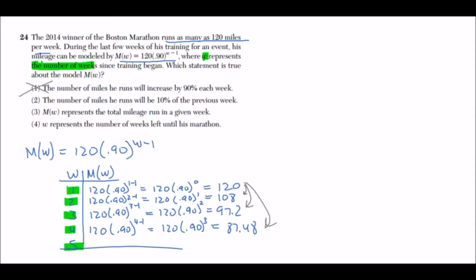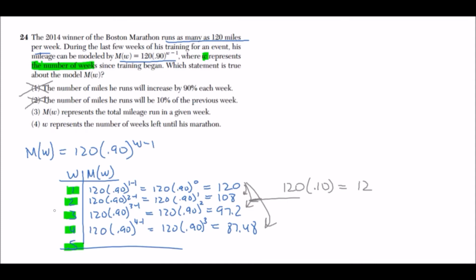And 2, the number of miles he runs will be 10% of the previous week. Well, that doesn't make a lot of sense either, because 10% of 120 would be 12. That means we're really dropping quite a bit from 120 to 12, and we can see that we're not actually doing that.